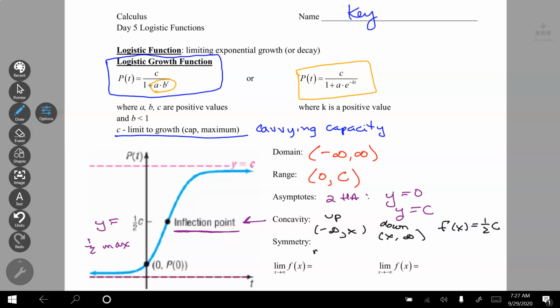There is no symmetry. And as x goes to infinity, this graph levels off to C. And as x goes to negative infinity, this graph levels off to 0. Okay, and we will work on these functions probably for the next couple days because, like I said, this is a way I would model population.